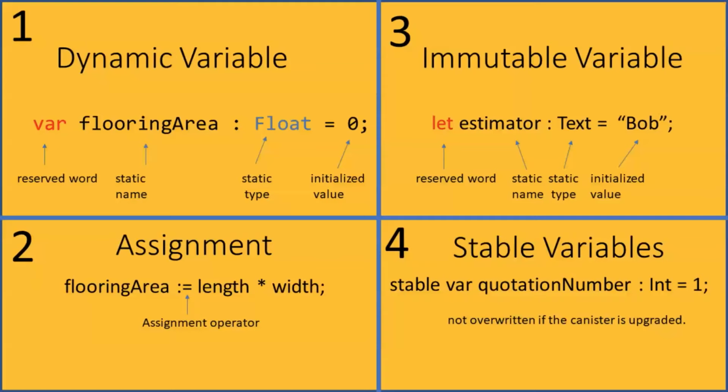And last is the use of stable variables. By adding the reserved word stable in front of the var reserved word, it ensures that the variable is not overwritten or reset when a canister is being upgraded. This is particularly useful for counters, such as the quotation number, to ensure they are not reset.